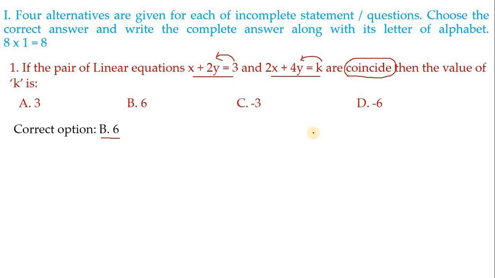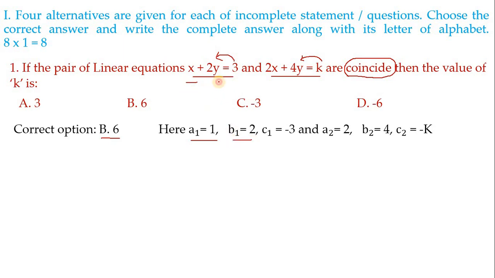So for that, first let us see the values, children. So a1 value is 1. This is the place of a1. And b1 value is 2. Here 2 is there. And c1 value is -3. a2 value is 2. b2 value is 4. And c2 value is -k.